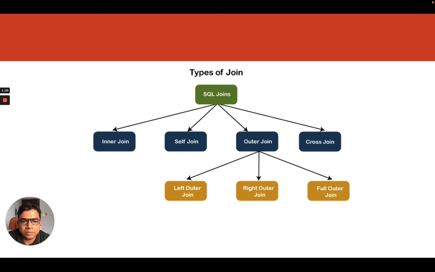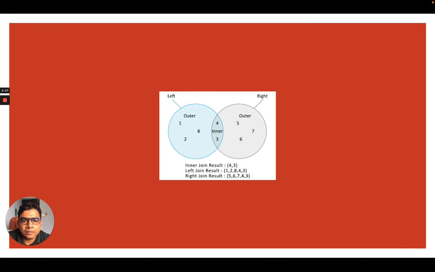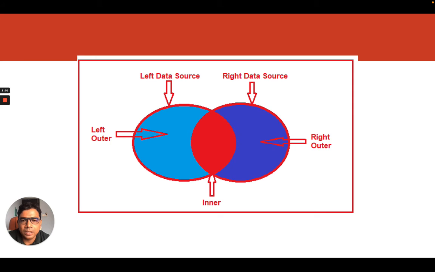So just remember how many types of join there are: inner join, self join, outer join, and cross join at a high level. And outer join can again be divided into left join, right join, left outer join, right outer join, and full outer join. Then in the left join, the result will be the table A, or the left column, along with the common values between the left and right tables, or the two tables which are getting compared. And the left data source will be the left part here, you can see, and the right outer will give you the values from the right table.